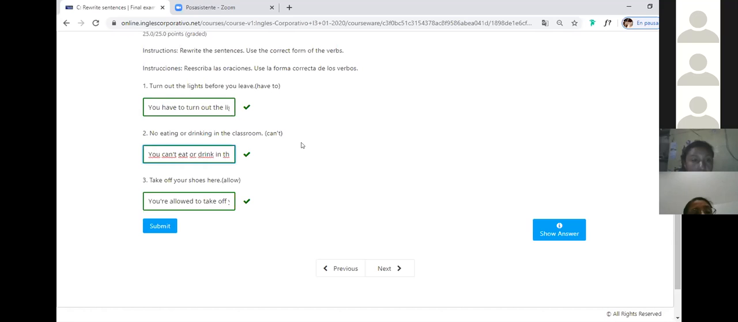Hay que poner el punto, sí. Ah, okay. Mira, si no se las toma mal, mayúscula y punto. Sí. You can eat or drink in the classroom. Punto. In the classroom.